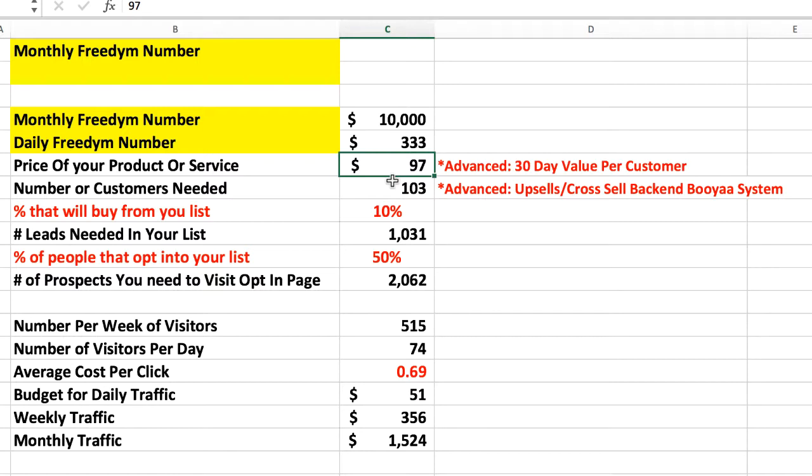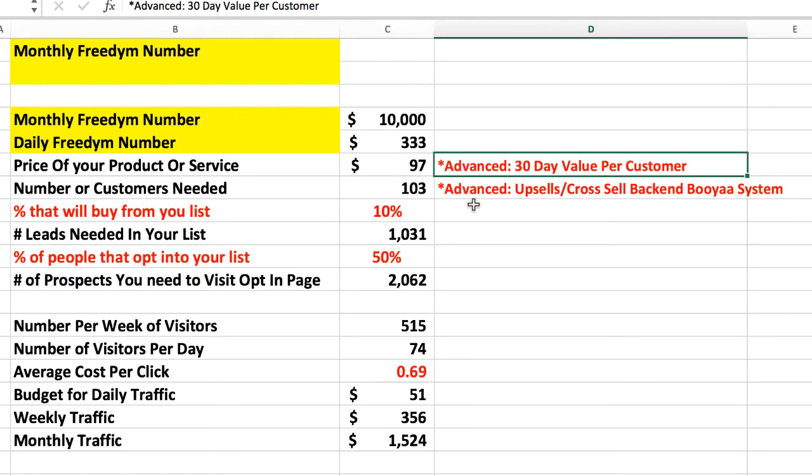It's not like a physical product where there's some cost of goods sold, but let's just use this for this example. But you can also get more advanced. And we teach this a little bit more in our members area, a back-end booyah system, I like to call it, where you could get a lot more than $97 per customer with upsells and cross-sells. And also, I like to use a 30-day value per customer. You may have heard of lifetime value per customer.